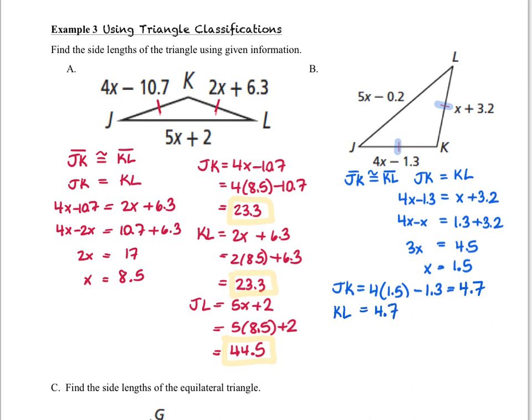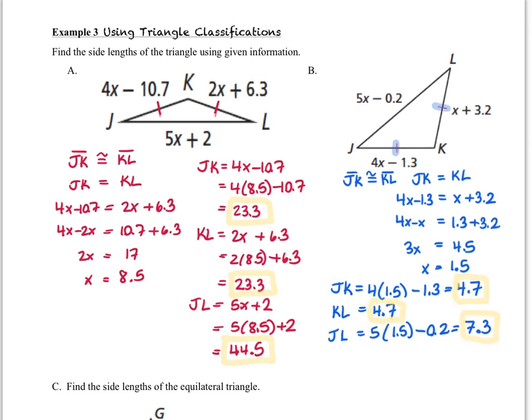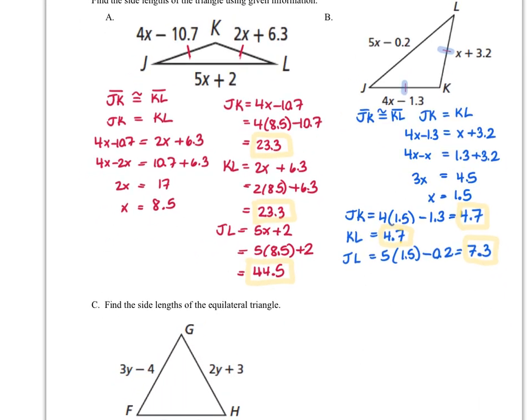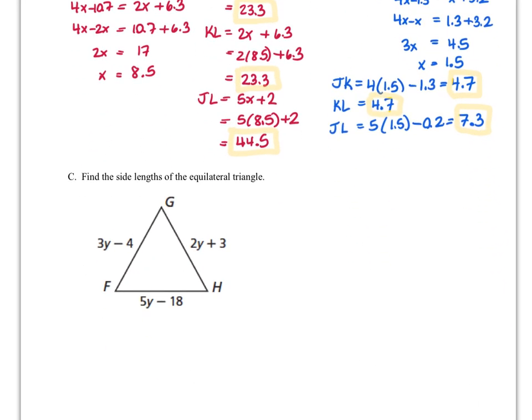So we have 4.7. The last one that we need to find is the length of segment JL, which measures 5x minus 0.2. So we substitute in, and we end up with a length of 7.3. And we're done with questions A and B and ready to move on to question C.